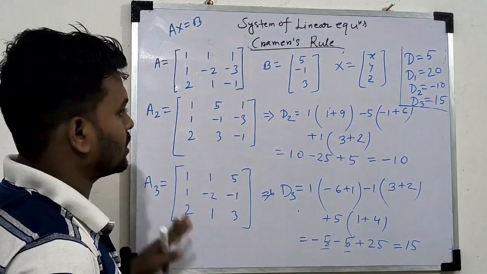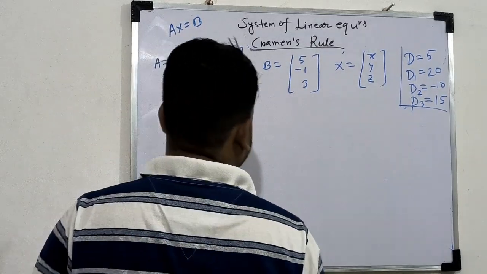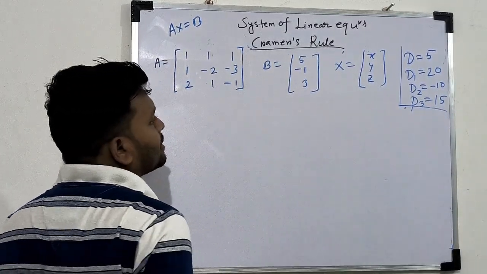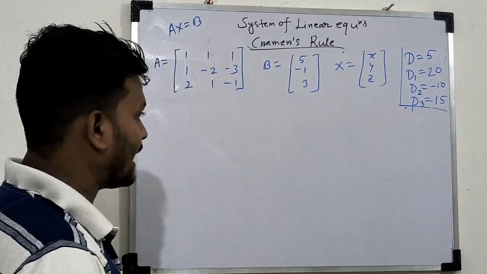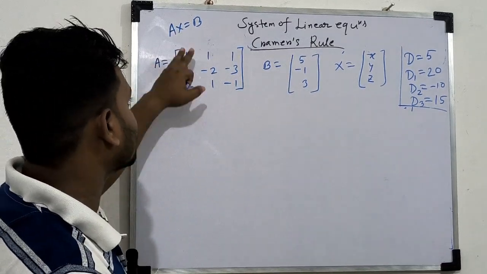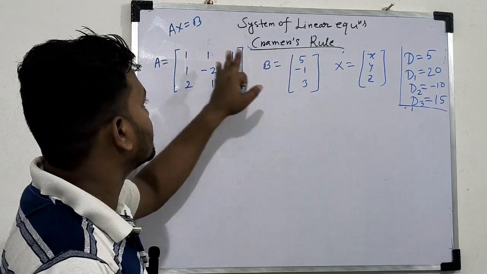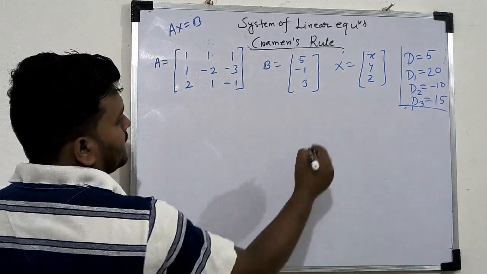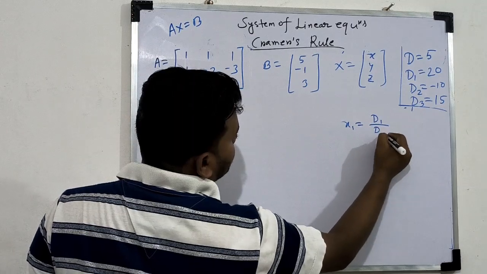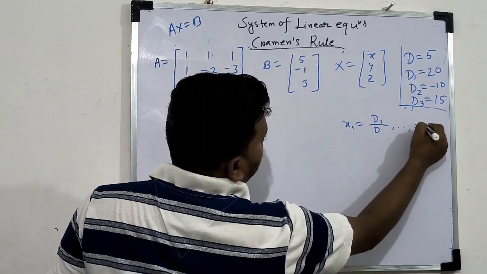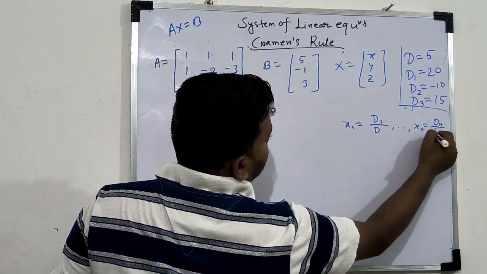So if you want to note, you can note down. By the theorem, if D1, D2, ..., Dn are the determinants of the matrices A1, A2, ..., An, which are obtained from A by replacing the ith column of this matrix by b, then x1 equal to D1 by D, and so on, xn equal to Dn by D.